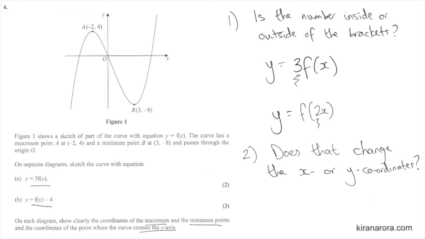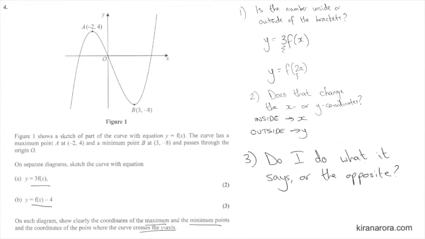Question 2 I always ask myself is, does this therefore change the x or y coordinates? If it's inside, it means the x, and if it's outside, it means the y coordinate that's being changed. Now, the last thing I usually ask myself is, do I do what it says or the opposite? If the instruction is on the outside, then you do what it says. So for example, here you do every y coordinate times by 3. But if it's on the inside, you'll do the opposite. So here, every x coordinate is divided by 2.